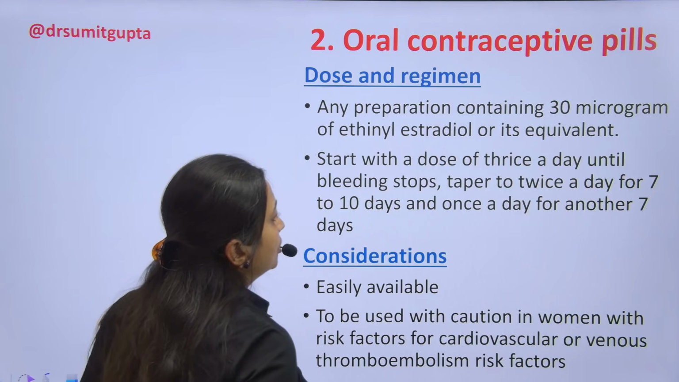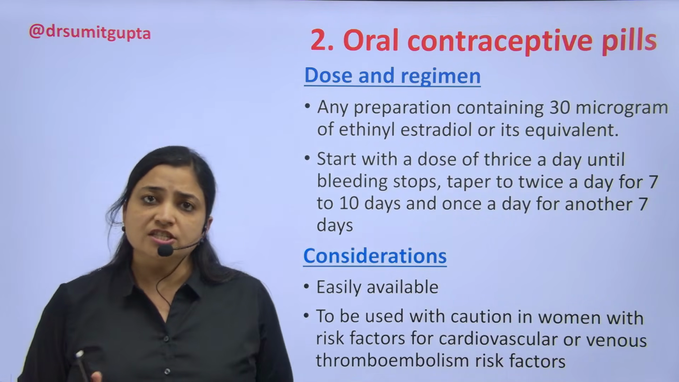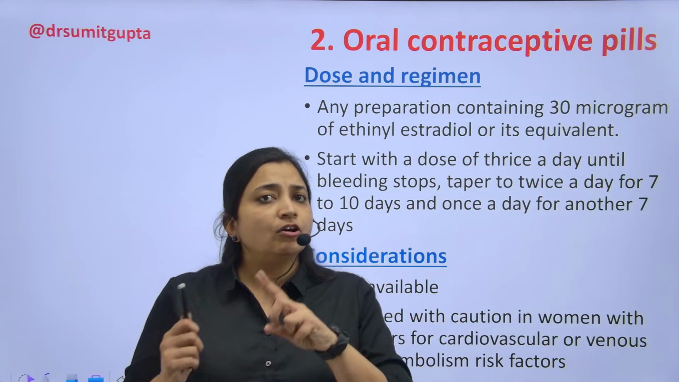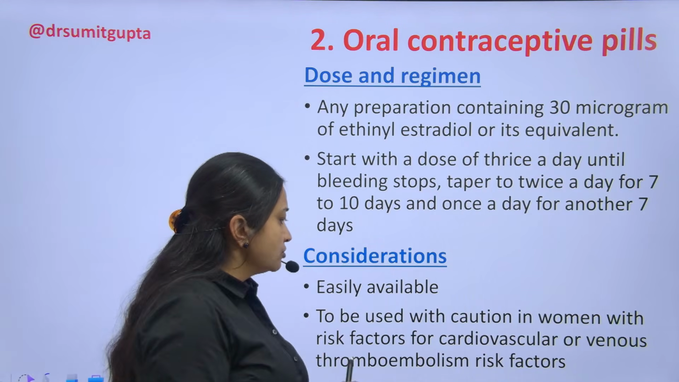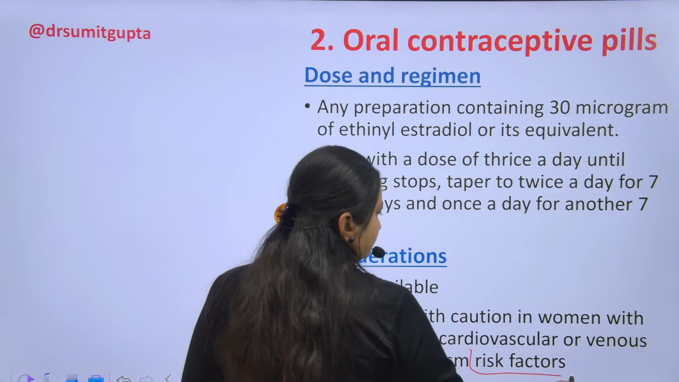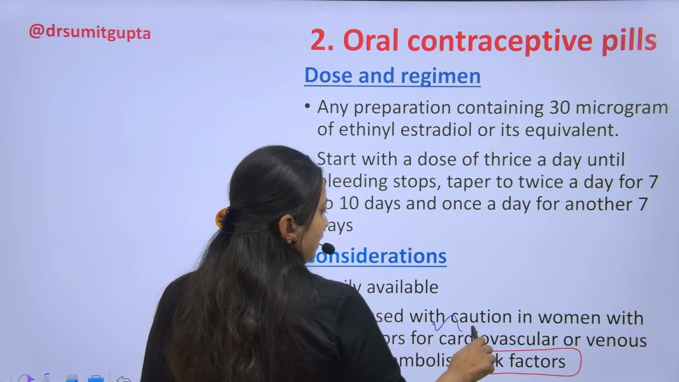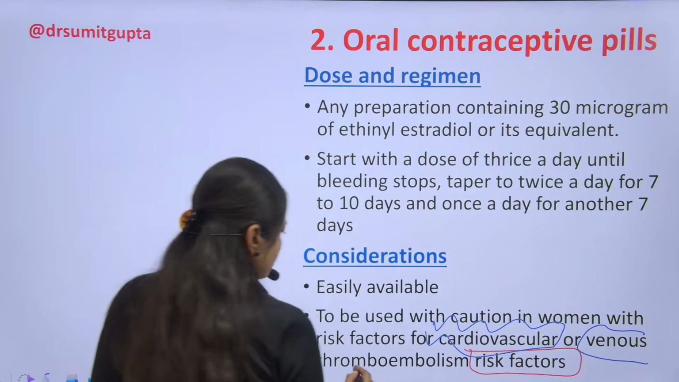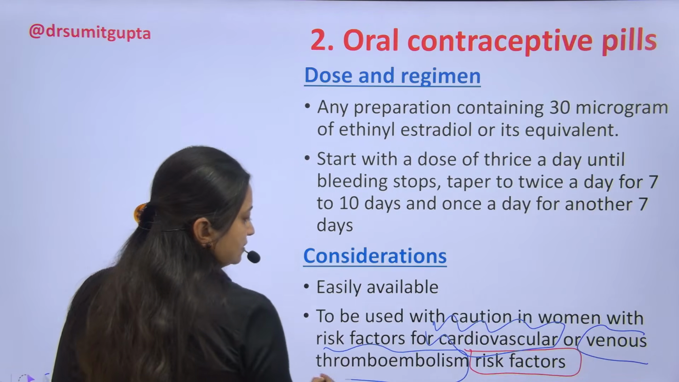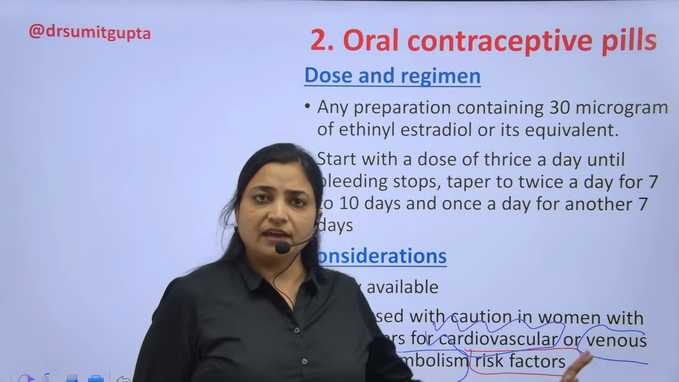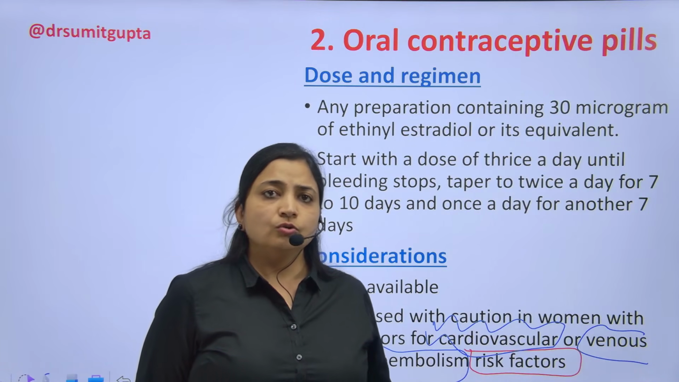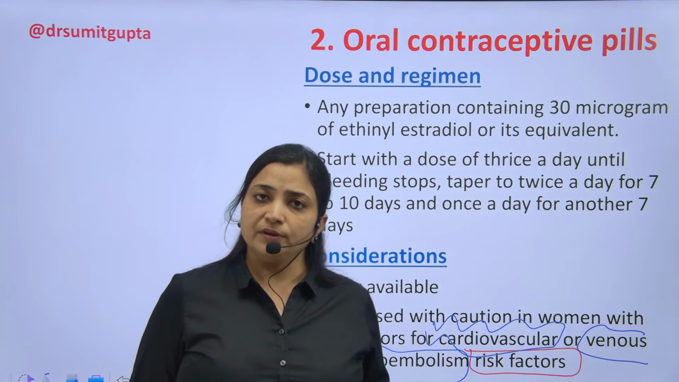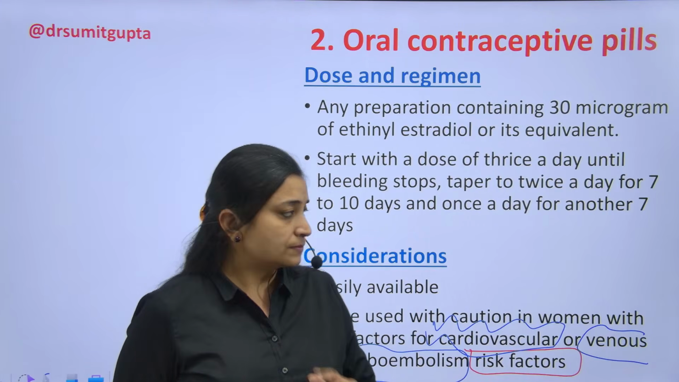Now the choice of COC: which COC should be considered, and whether COC or progesterone should be considered. First of all, look for the risk factors, mainly cardiovascular risk factors and venous thromboembolism risk factors. If the patient is having any of these risk factors, don't go for COCs, because COCs will increase these life-threatening complications. Then opt for progesterones.